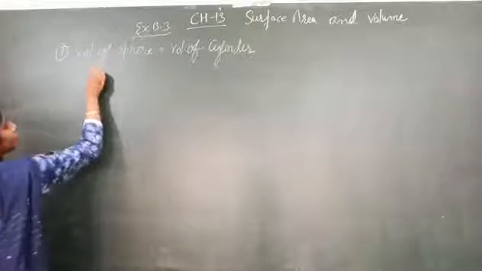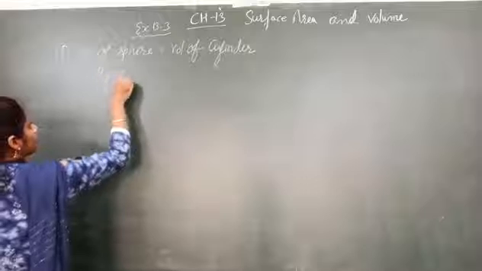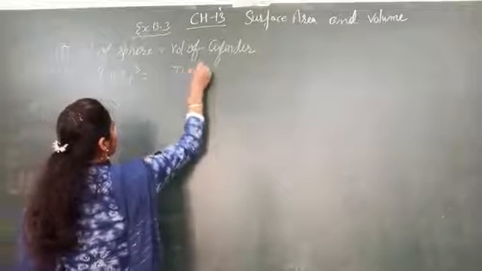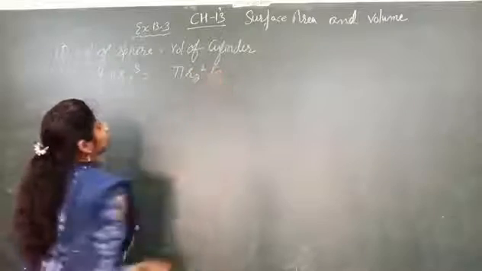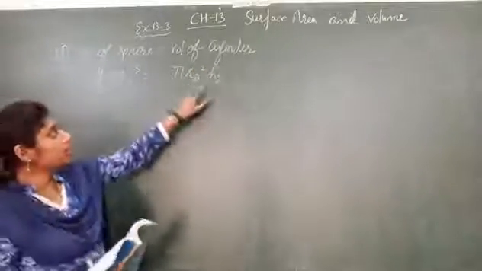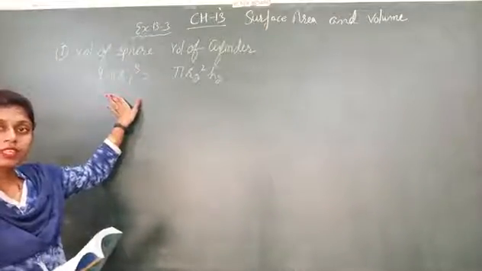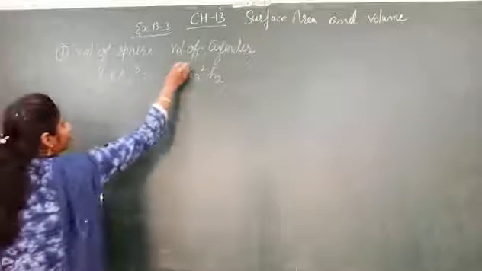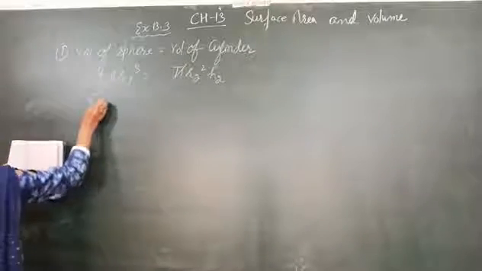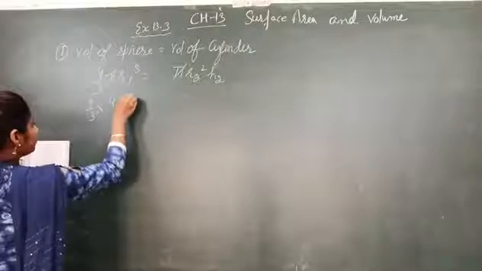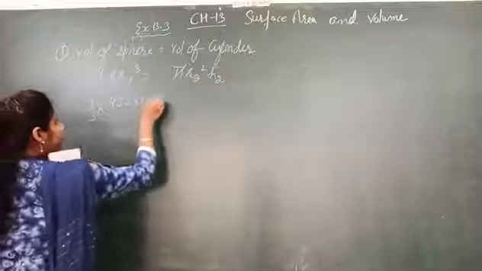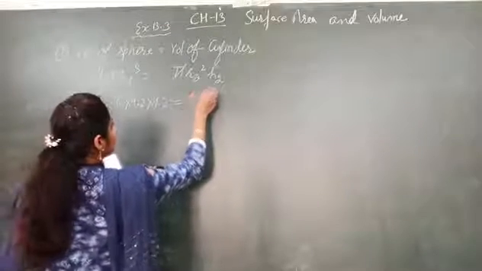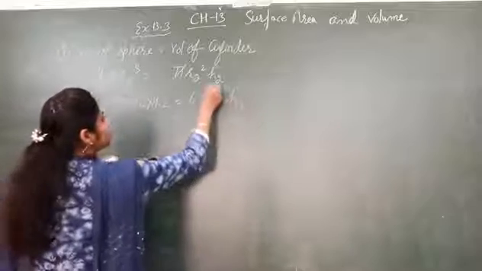Formula is 4 by 3 pi r1 cube. Its formula is pi r2 square h2. You can write down only h or h2 because in the left hand side there is no height. Now pi will be cancelled because value of pi is same. r1 is 4.2, r2 is 6. We have to find this h2.